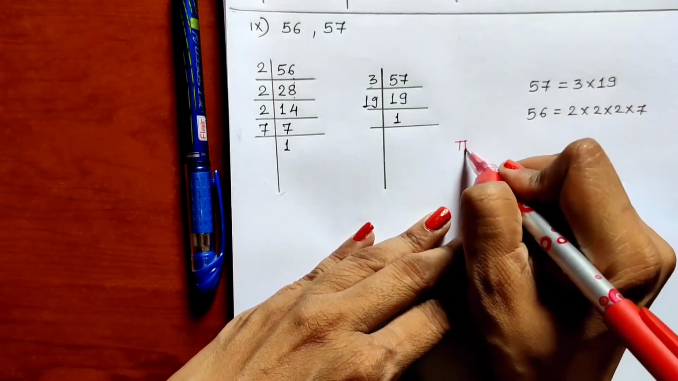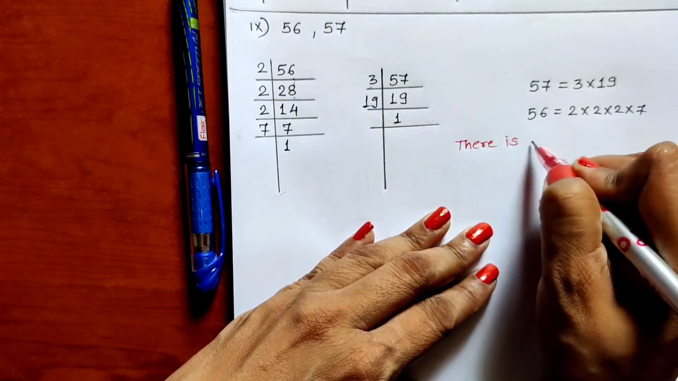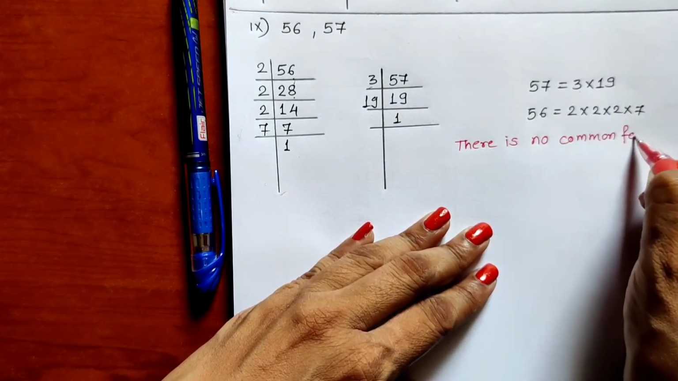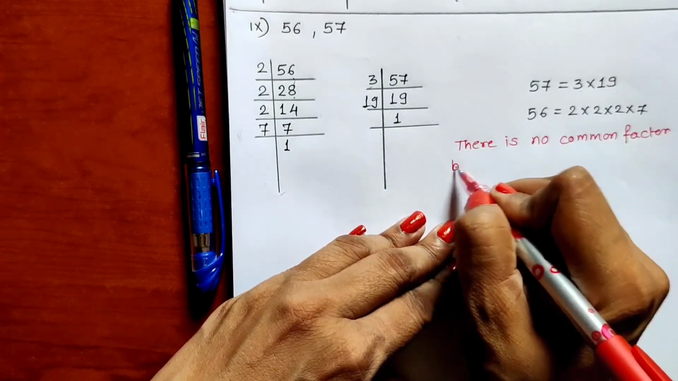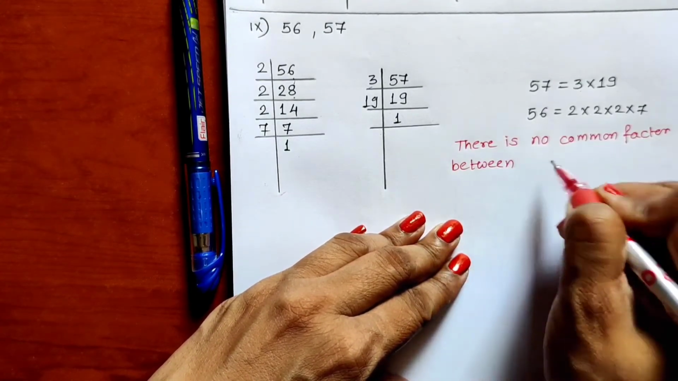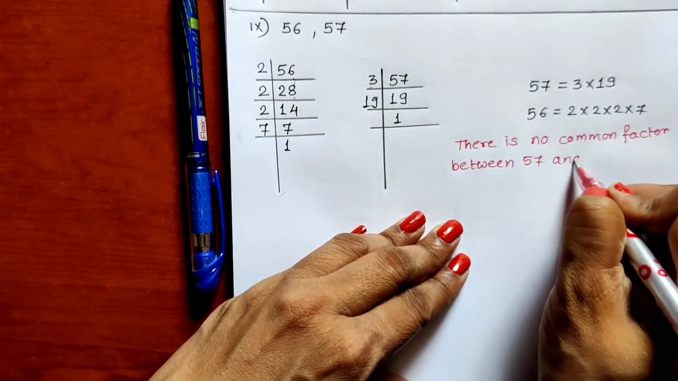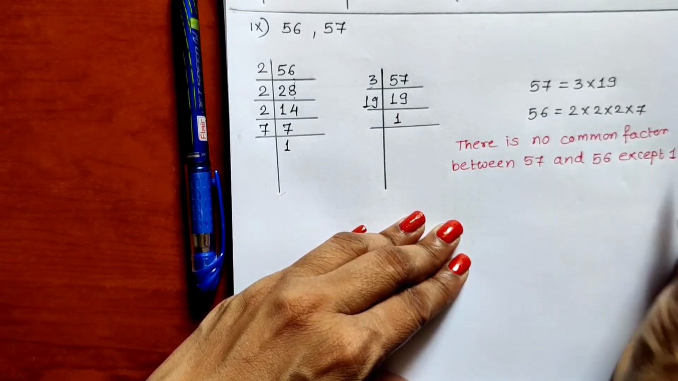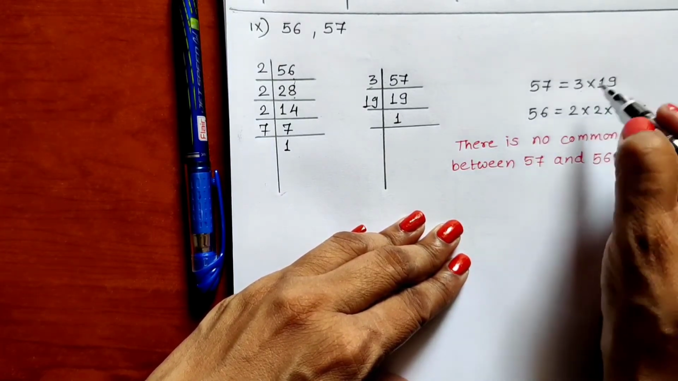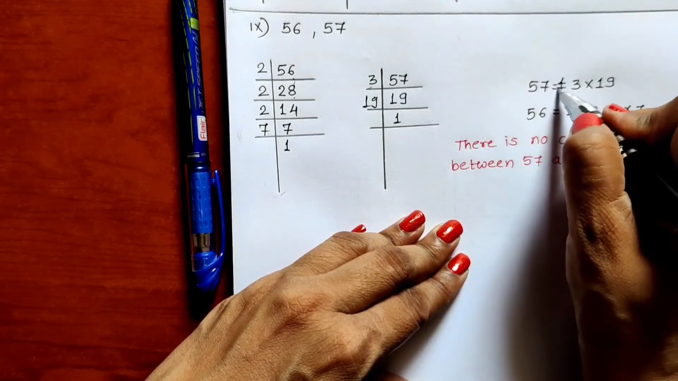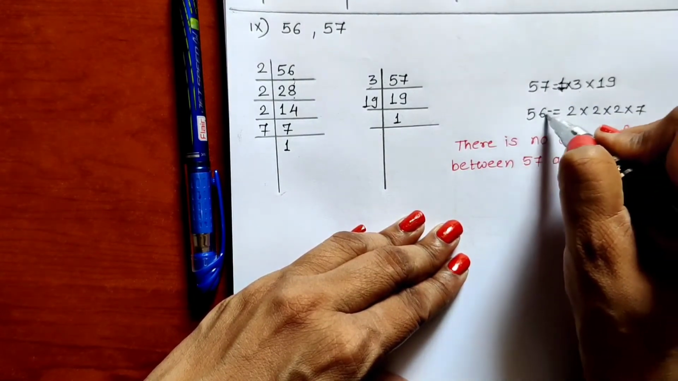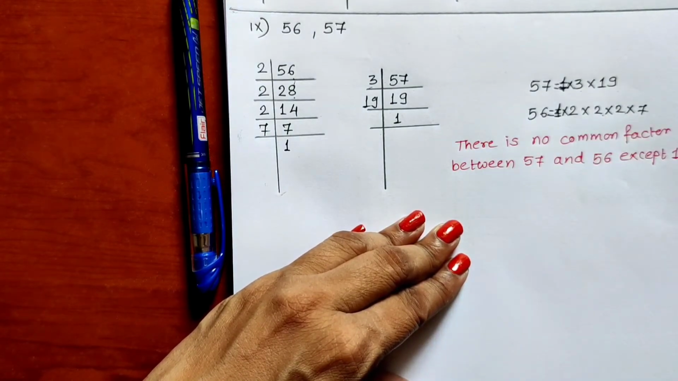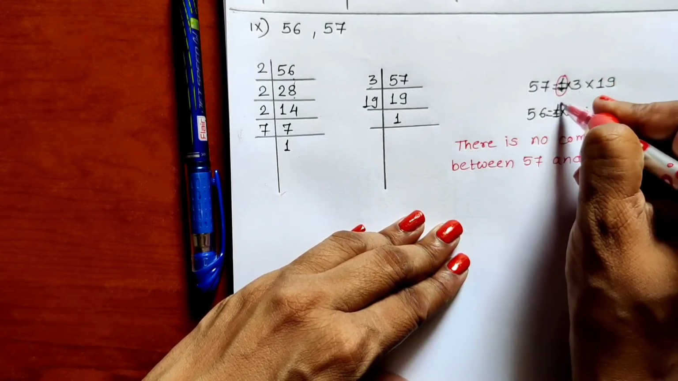So there is no common factor between 57 and 56 except 1. 1 is always there. That means if you can write 1 here, 1 into 3 into 19 equals 1 into 2 into 2 into 2 into 7. 1 is always there. 1 is the common factor of all the numbers.